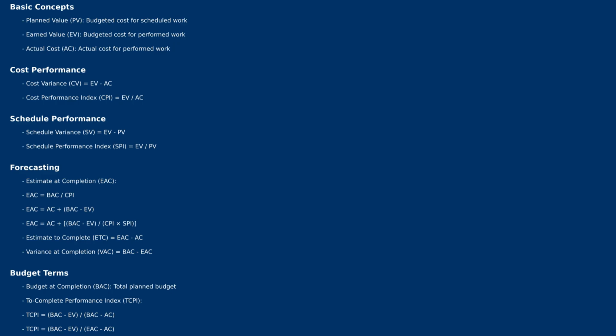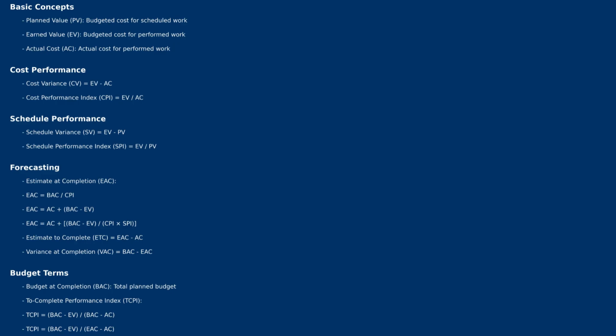EVM has got a set of acronyms and formulas. Let's get into the acronyms first. PV stands for planned value. As of now, as per the current situation, as of today, what is the estimated value of the work planned to be done? EV stands for earned value. This means as of now, at the current moment, as of today, what is the estimated value of the work actually accomplished?